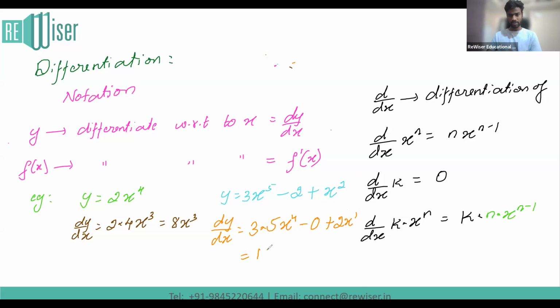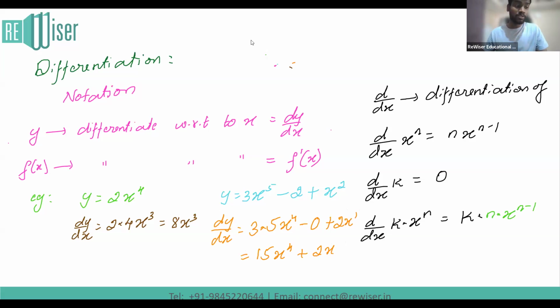And this is going to be 15 x power 4 plus 2x. And this is the derivative of 3x power 5 minus 2 plus x squared.